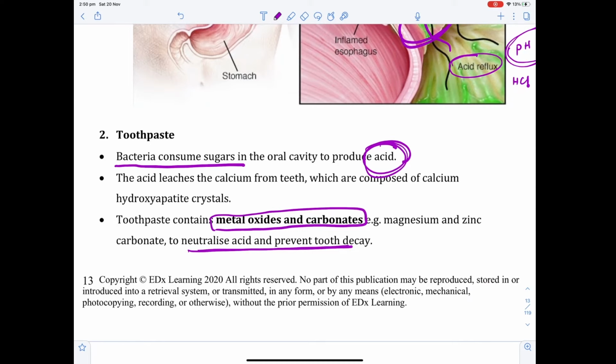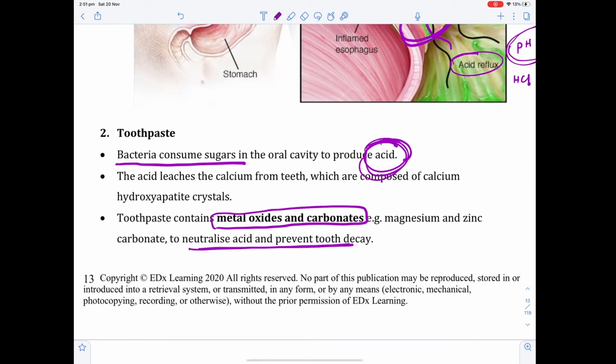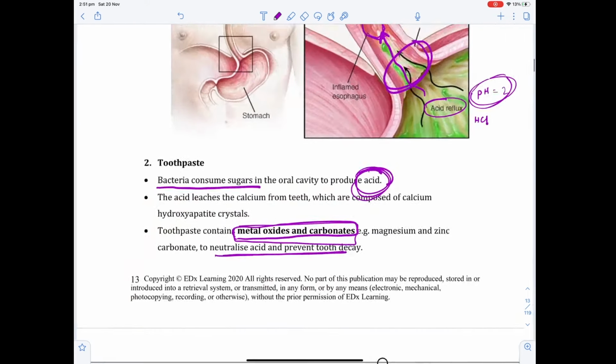As you can all understand, bone is hard. It's not just cells. It's cells embedded in non-living calcium material. It makes it all very hard. So the acid can actually leach or remove that calcium part of the bone and thus dissolve the bone. To prevent that decay, we use carbonates in our toothpaste.